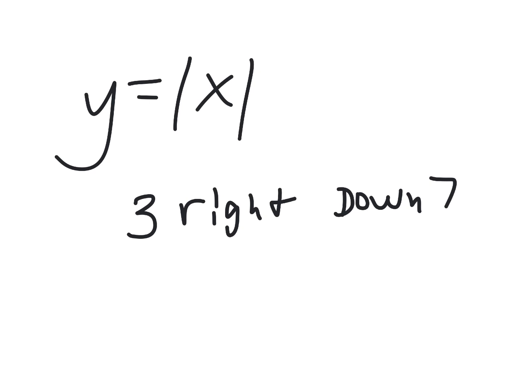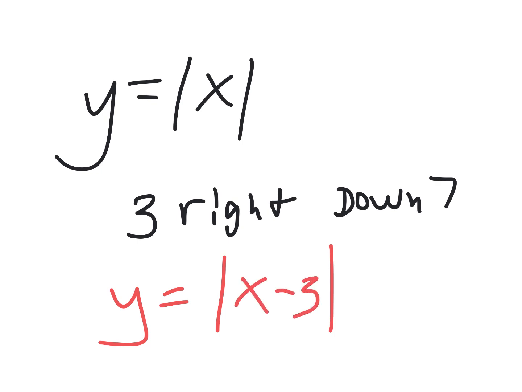Okay, Amelia, which way is 3 to the right? How do we do that? Okay. And then how about the down 7? Minus 7. Yep. Perfect. See how that worked? I feel like this is pretty easy. Do you feel like this is pretty easy?